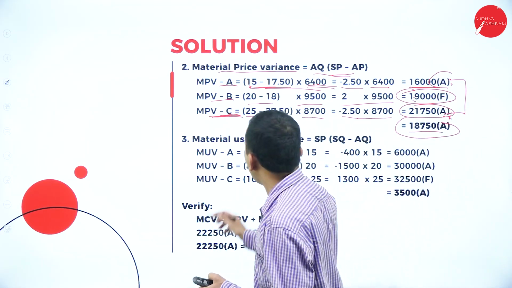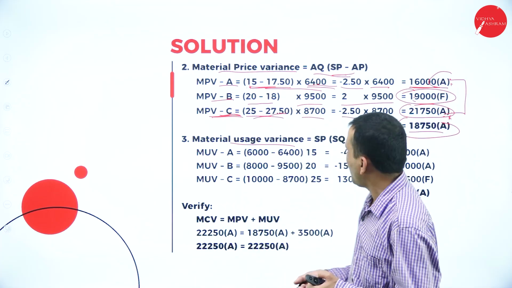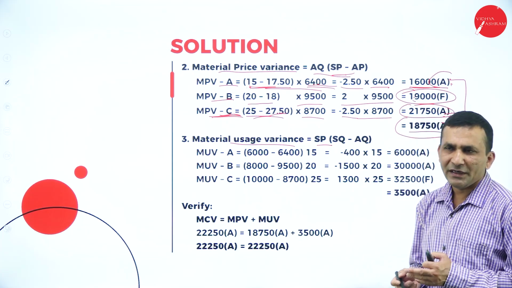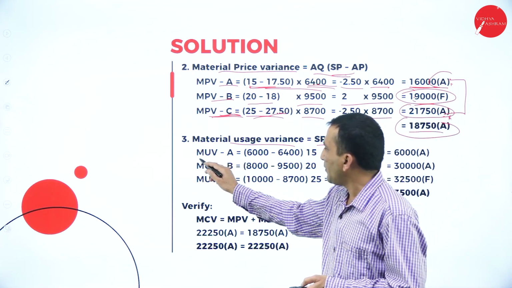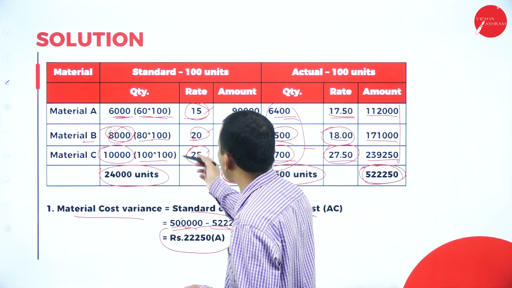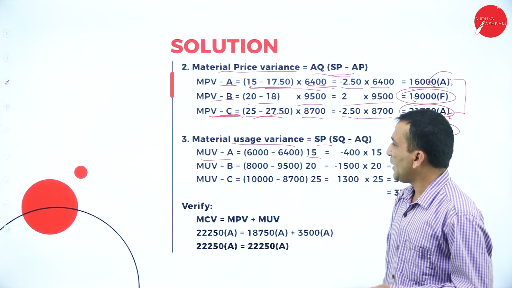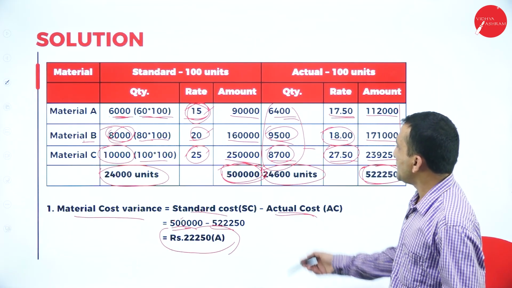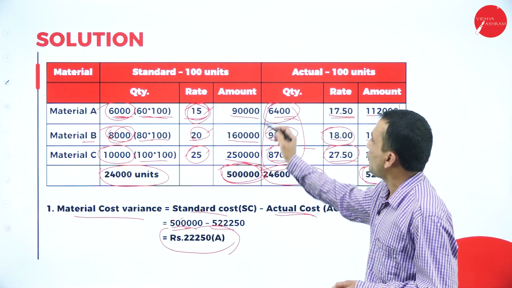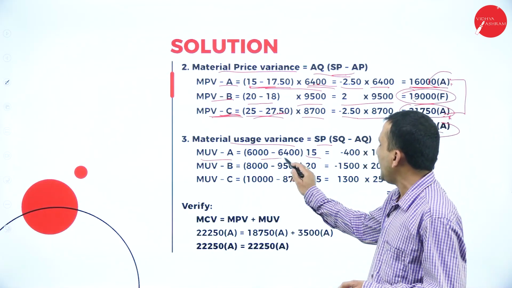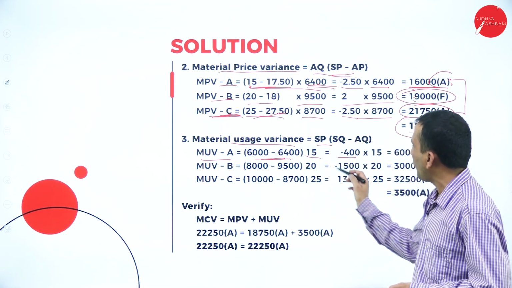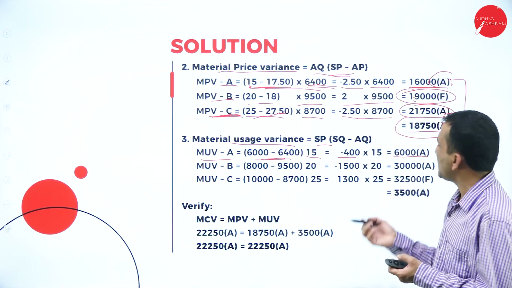So moving to the material usage variance, the formula is very simple: standard price into standard quantity minus actual quantity. Under material A, the standard price given here is 15, the standard quantity we calculated is 6,000, and the actual quantity is 6,400. If you simplify, we are getting minus 400 into 15.